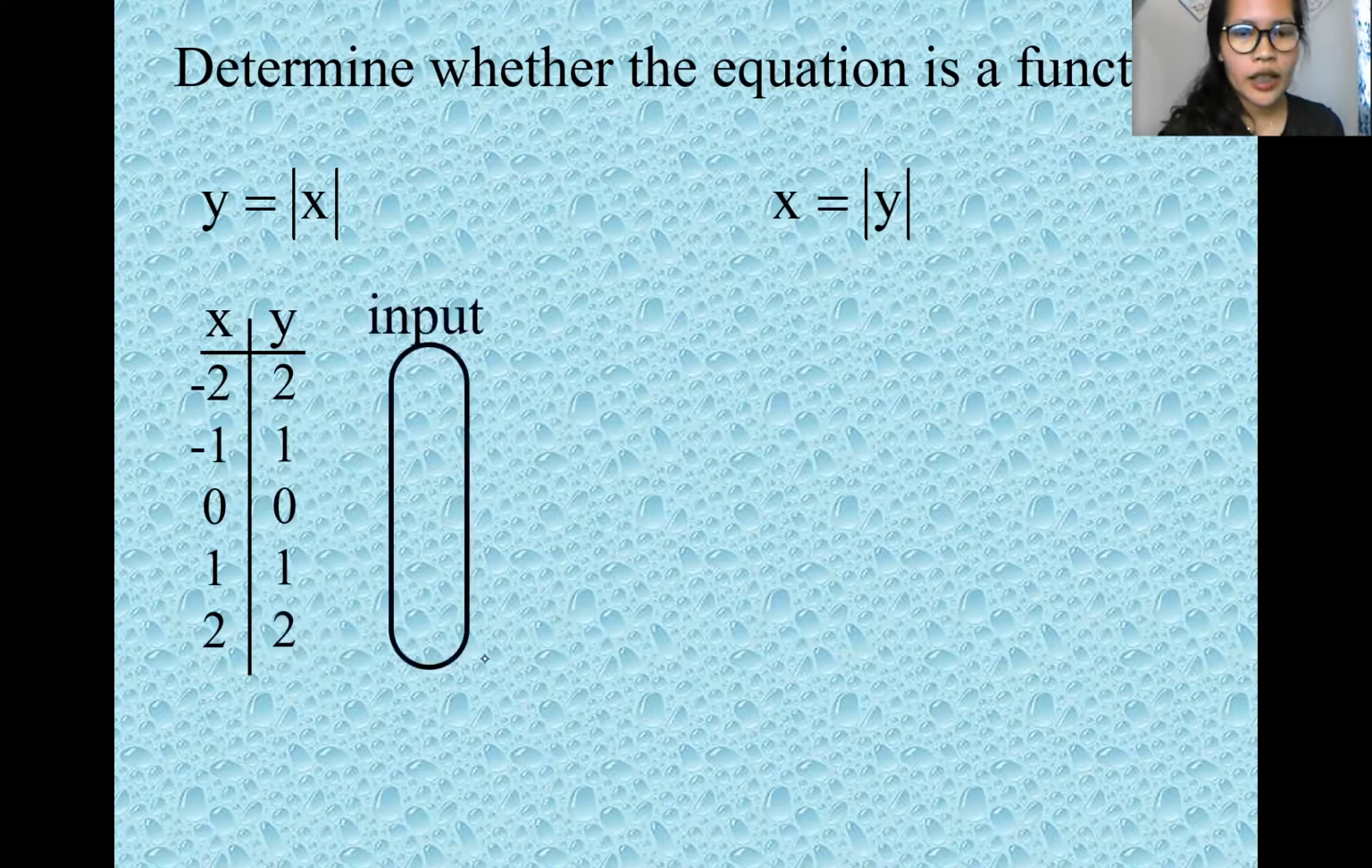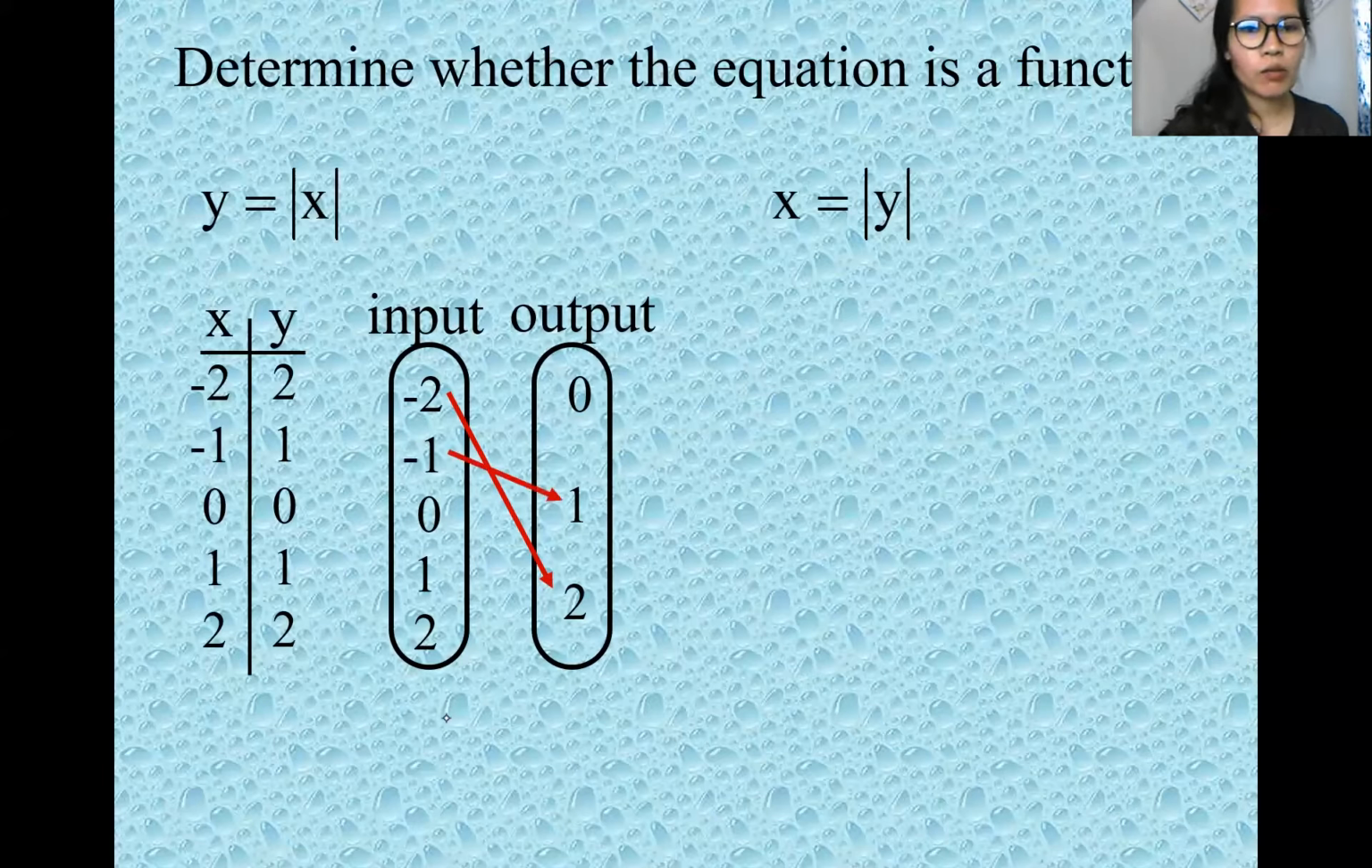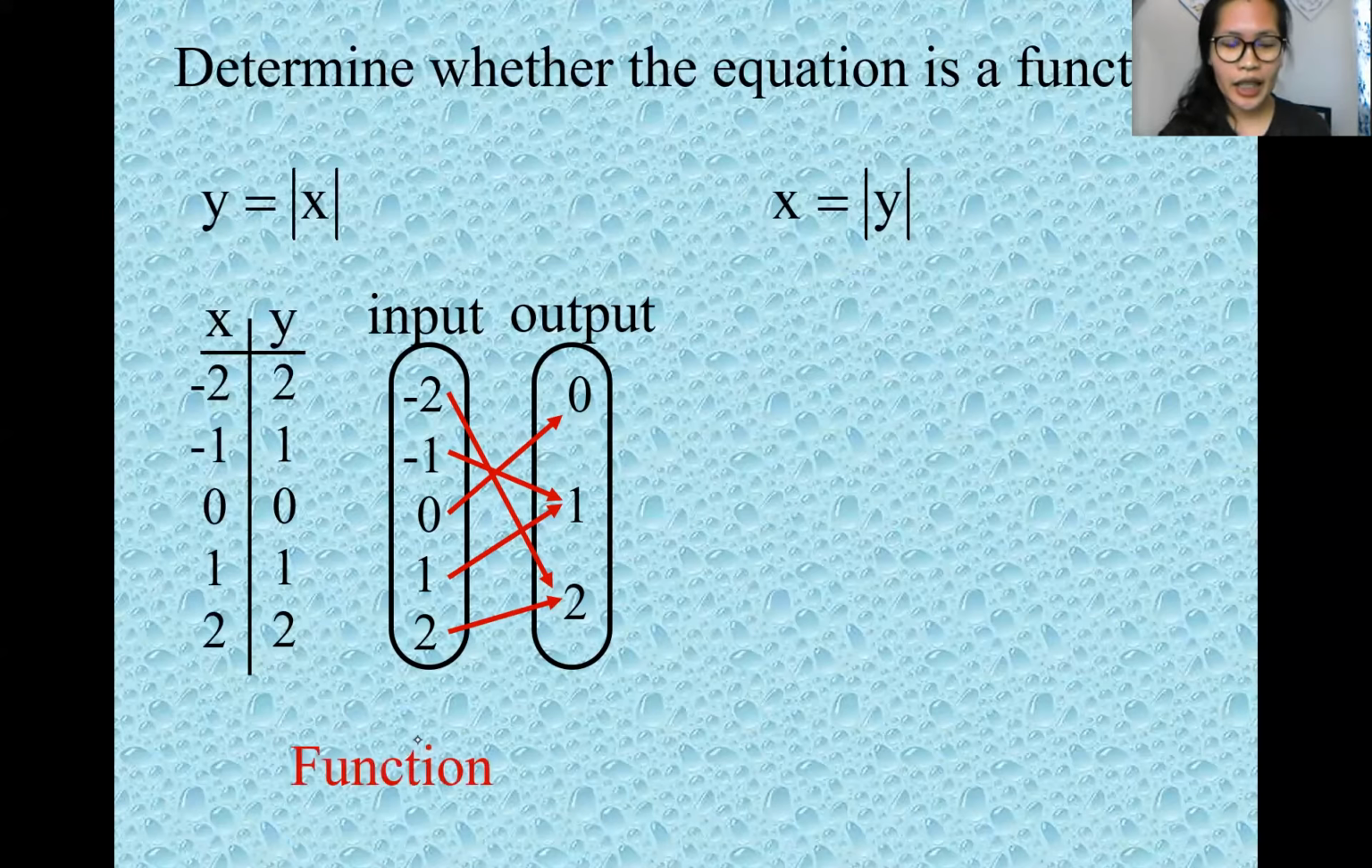Okay. Using the mapping, the inputs are negative 2, negative 1, 0, 1, 2. The outputs are 0, 1, and 2. So, kung ang value sa x negative 2, the value for y is 2. If x is negative 1, y is 1. If x is 0, y is 0. If x is 1, y is 1. If x is 2, y is 2. Is this a relation? Is this a function or not? The answer is yes, that is a function.